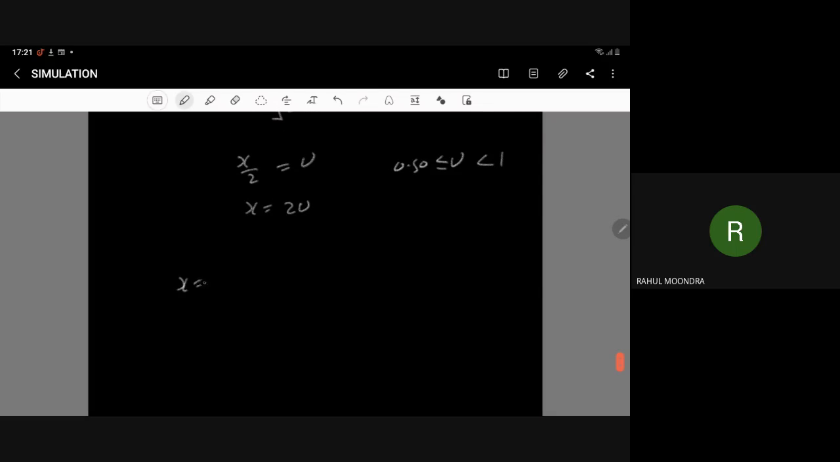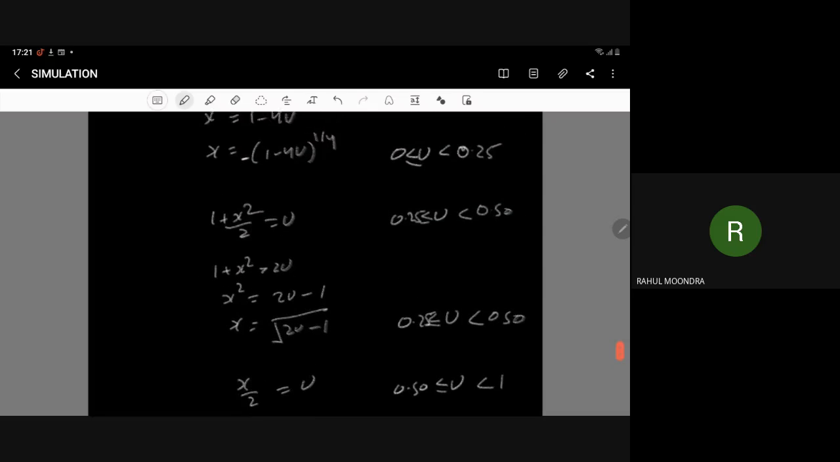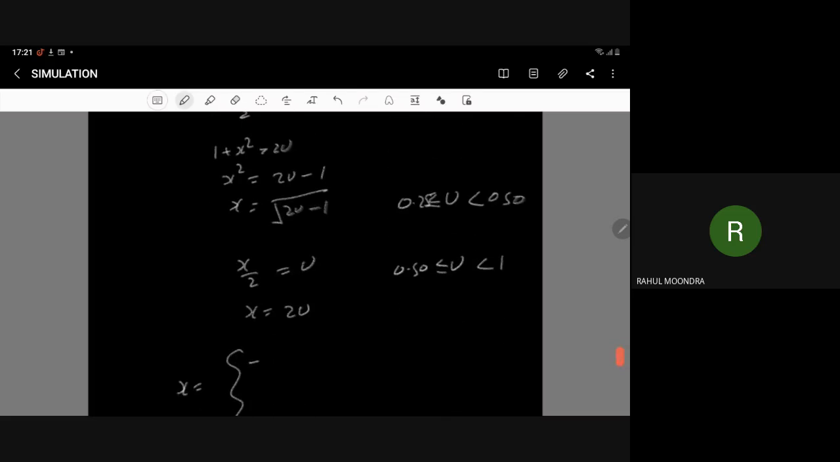It means what is the scheme? The scheme will be minus, 1 minus 1 minus 4u.